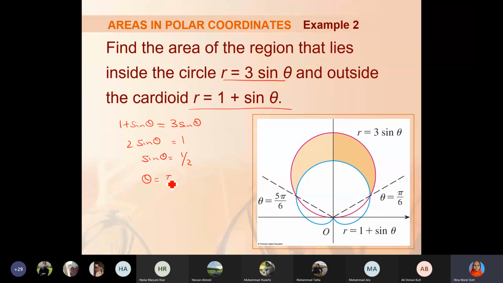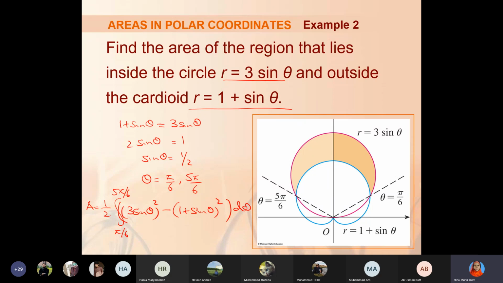It means theta lies in the first and second quadrant. Theta is equal to pi by 6, and in the second quadrant it is 5 pi by 6. Then we can find the corresponding values of r for this, but there is no need to find. Now the required area is equal to 1 by 2 integral from pi by 6 to 5 pi by 6. The outer curve is 3 sine theta, so (3 sine theta) squared. The inner curve is (1 plus sine theta) squared, d theta.